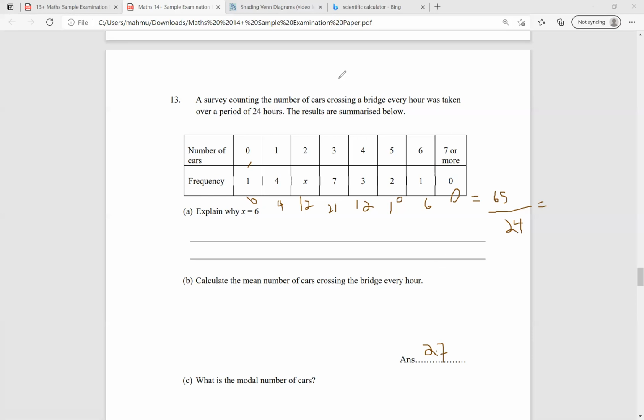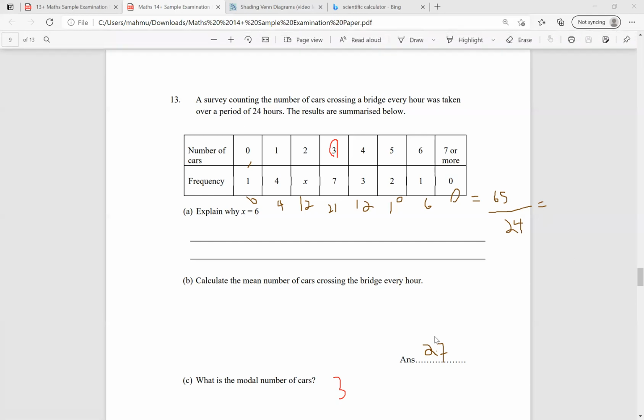So the mode of the number of cars is 3. So 3 cars are passing at 7 o'clock, we could say. Yeah, 7 o'clock was the mode. Okay, so that's done. Let's move on.